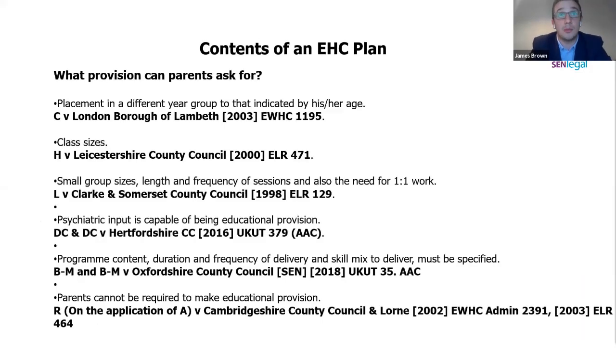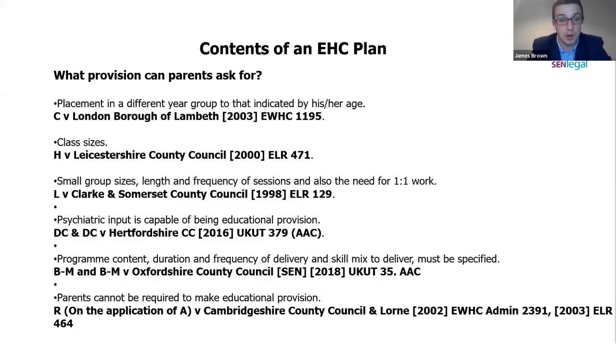So that's looking at what the EHC plan should look like in a little bit of detail and what you should be looking out for in section F. In terms of the provision you can ask for as parents, that goes from anything from placement in a different year group, which may be very relevant with the impact of COVID and the amount of learning that children are now missing, class sizes, small group sizes, length and frequency of sessions, one-to-one work, psychiatric input is capable of being educational provision. The program content, duration and frequency of delivery, and skill mix to deliver must also be specified and put into an EHC plan.